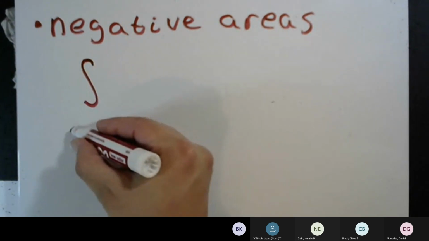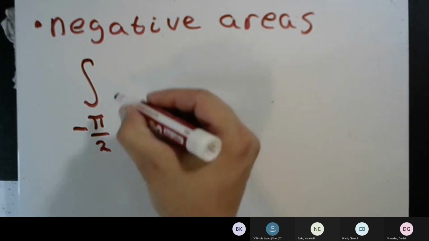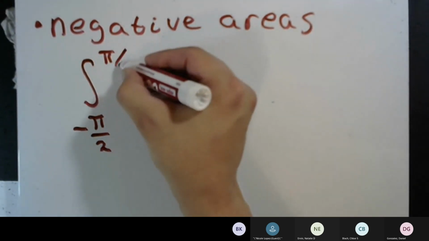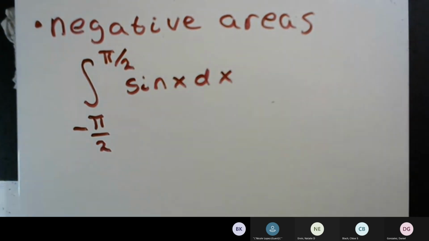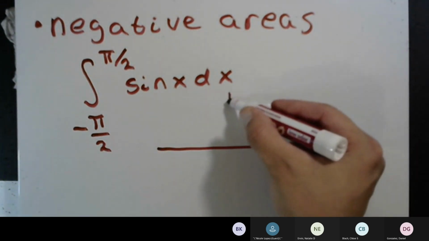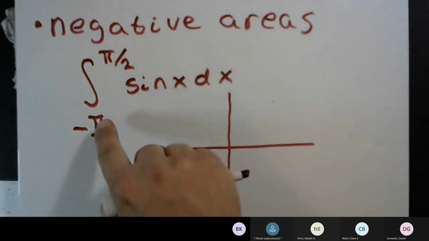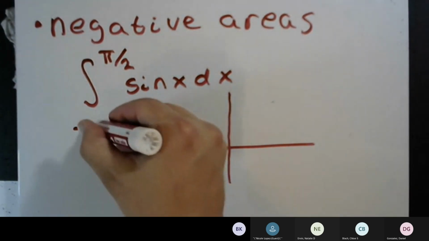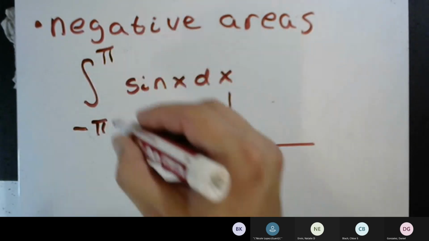Let's say we're going to look at the integral from, let's see, negative pi over 2 to pi over 2 of sine of x dx. So if we think about this, if we draw our sine, in fact, let me switch it up a bit. Let's make it a little simpler. Let's go negative pi to pi.